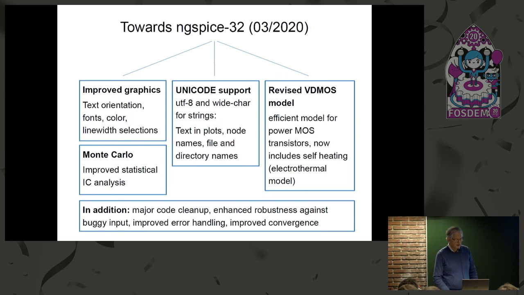Compared to the last ngspice issue, we have a revised model for power MOS devices, an efficient model, this VDMOS model, and this now includes self-heating. I will talk about that in a minute. In addition, of course, we have a lot of enhancement of robustness, bug fixes, and improved error handling. So if there is an error, you get better error messages.